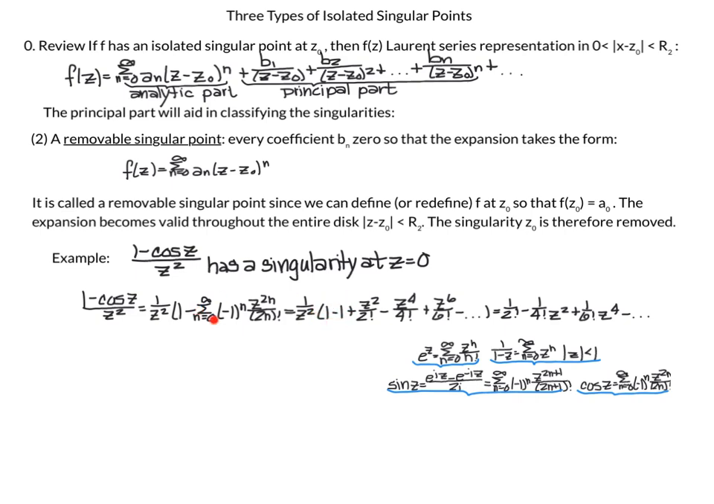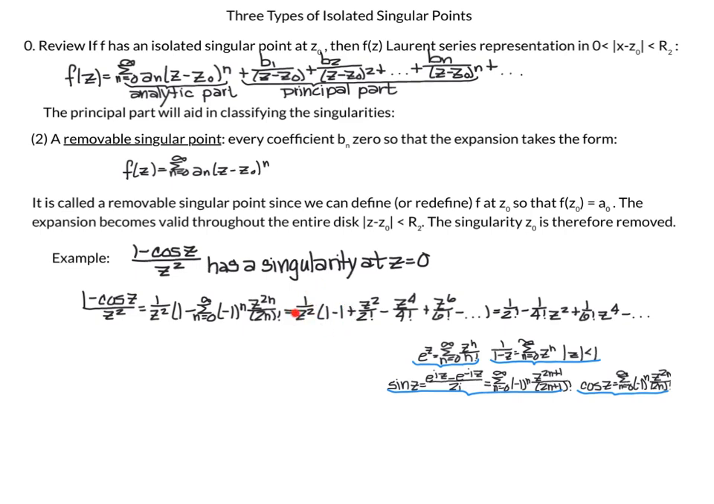When n is equal to 1, we get a negative 1 times this negative 1 gives us a positive, and then we have z squared over 2 factorial. When n is equal to 2, we get a positive, but with this we get a negative. Then we get z to the 4th over 4 factorial. When n is equal to 3, we get a negative, but this is negative, so we get a positive. z to the 6th over 6 factorial. The pattern continues. Again, these two cancel out.